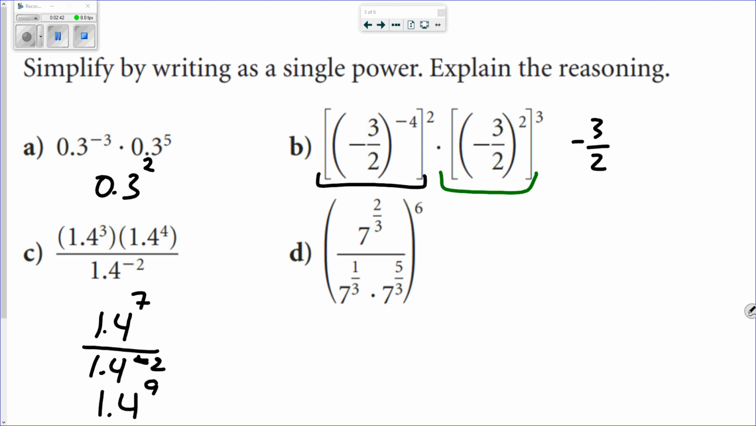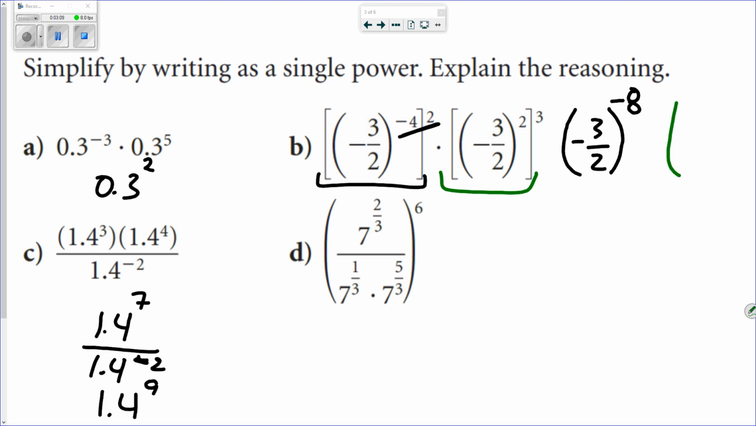So we have our base, -3/2. Now over here, we have a power to a power. So we have a power raised to another power. So what we do is we multiply that. So we take our -4, we multiply it by 2, and we get -8. That's our first part. Let's take a look at the second part in green there.